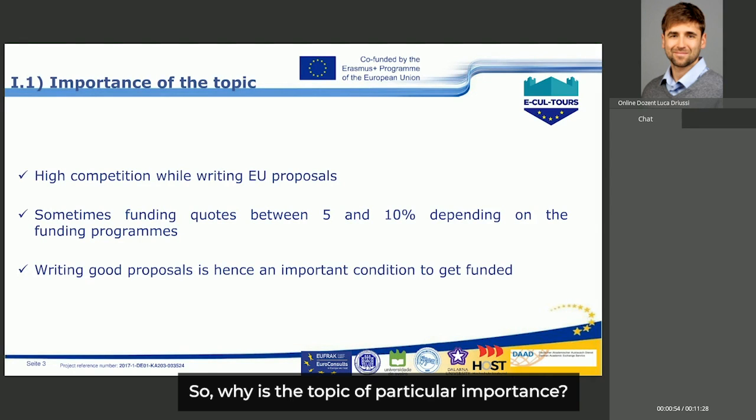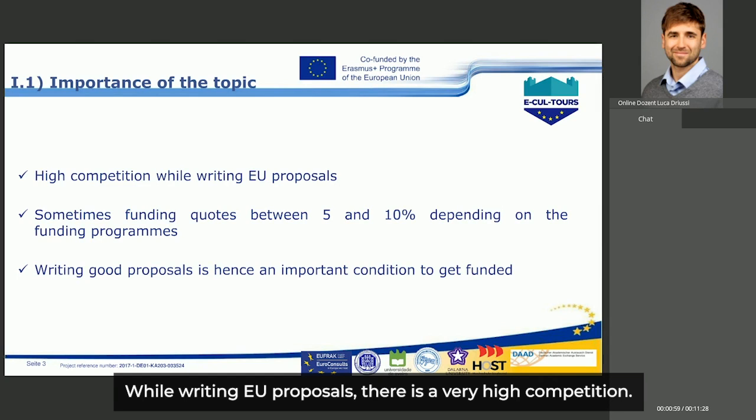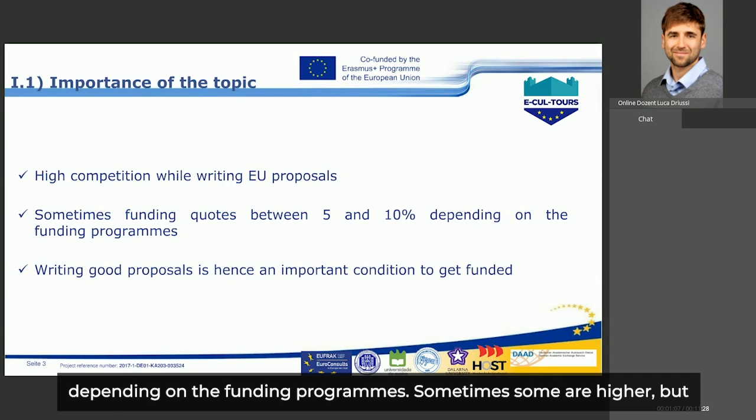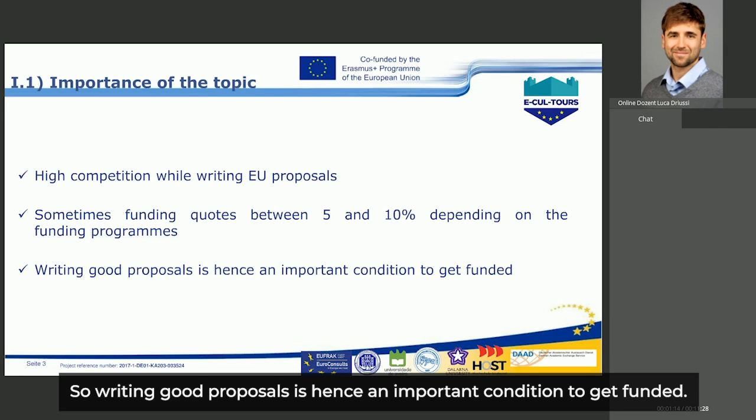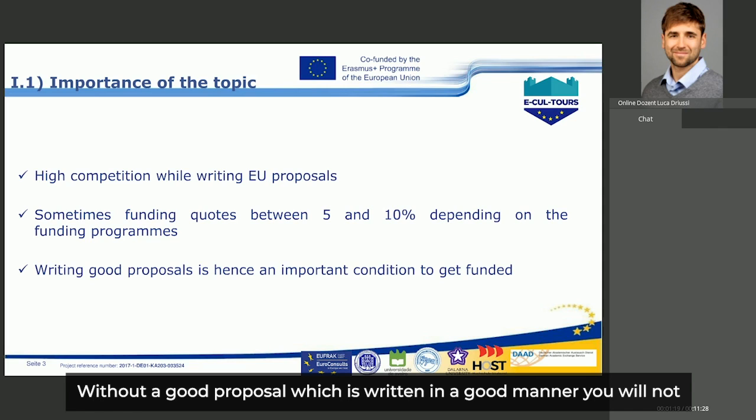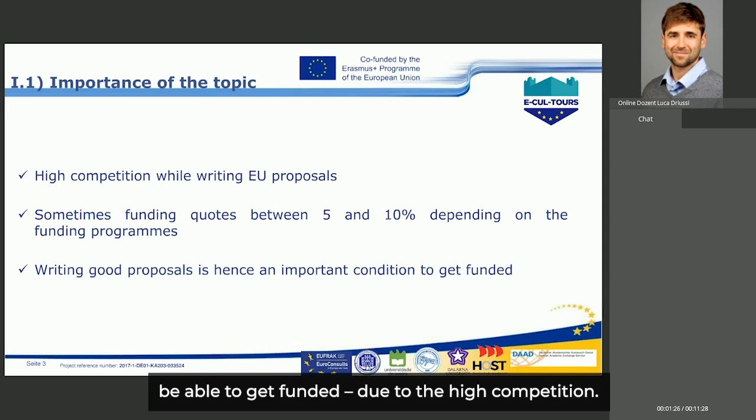So, why is the topic of particular importance? While writing an EU proposal, there is very high competition. Sometimes funding quotas are between 5 and 10% depending on the funding programs. Sometimes it's somewhat higher, but it can also be 5 to 10%. So writing a good proposal is hence an important condition to get funded. Without a good project, a good proposal which is written in a good manner, you will not be able to get funded due to the high competition.